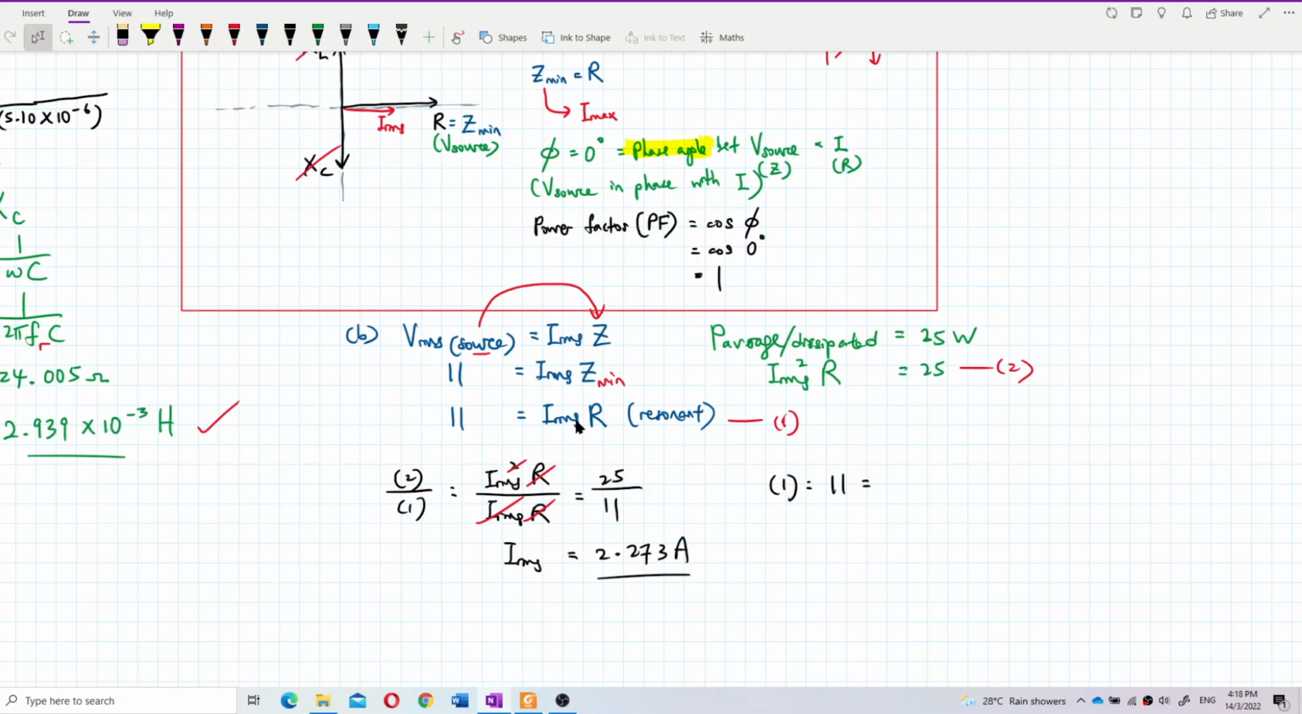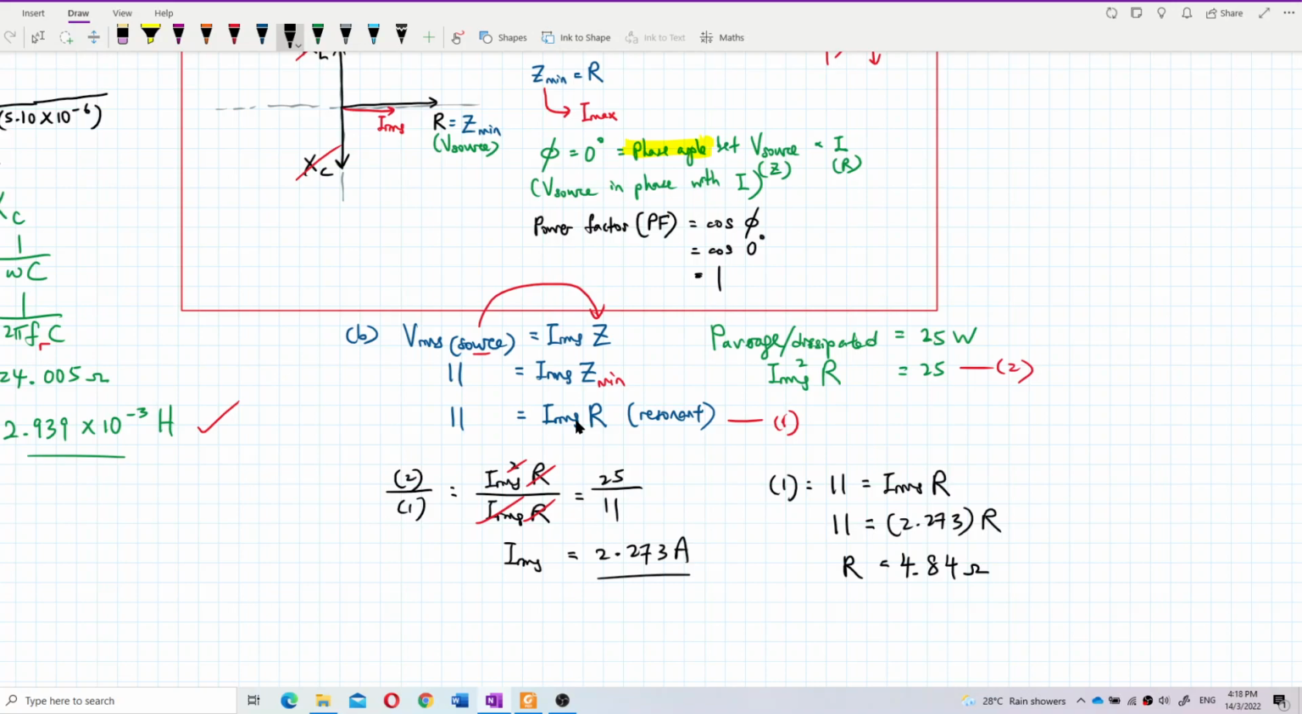11 equals I RMS times R. This I RMS is 2.273. I can get my resistance. So let's calculate: 11 divided by 2.273. It is 4.83, so about 4.84 ohm.